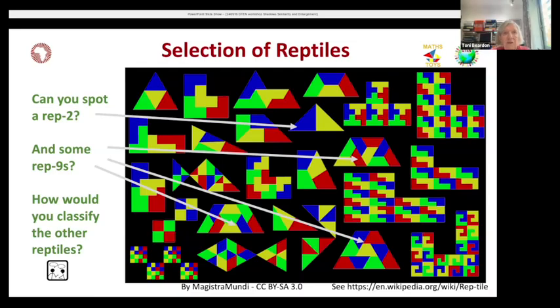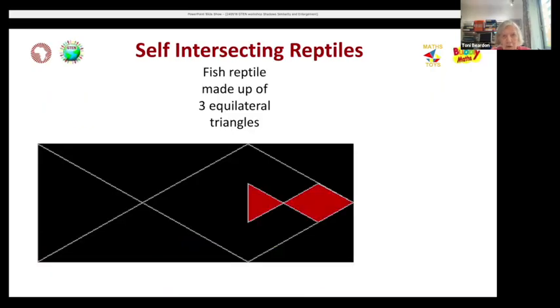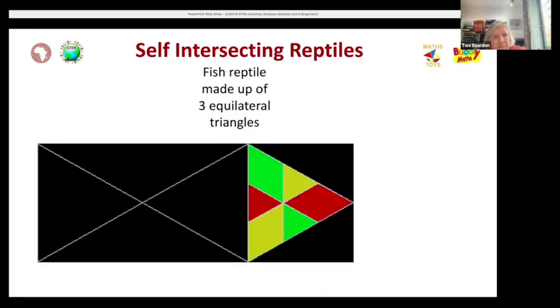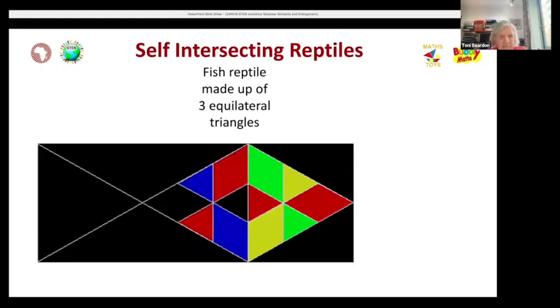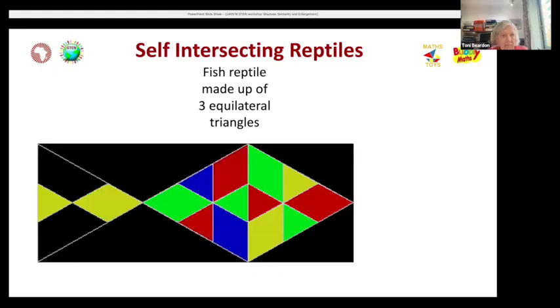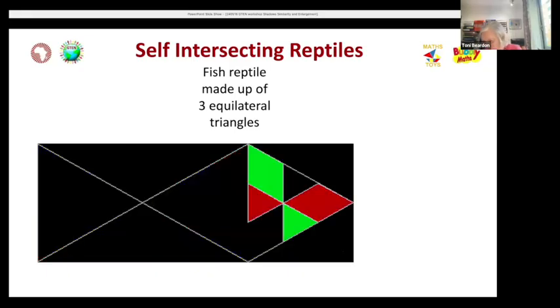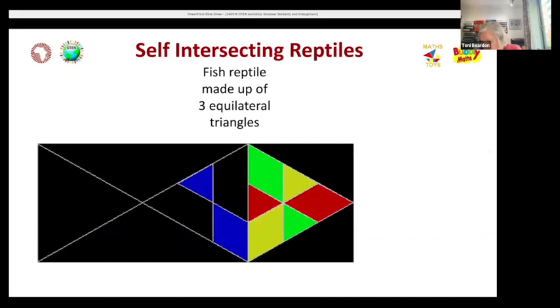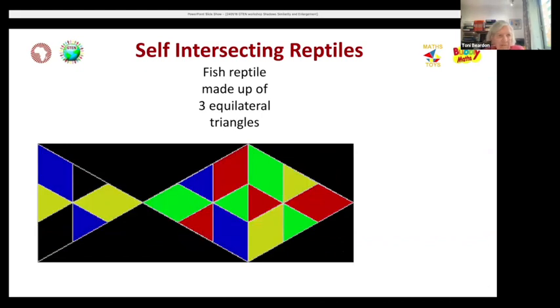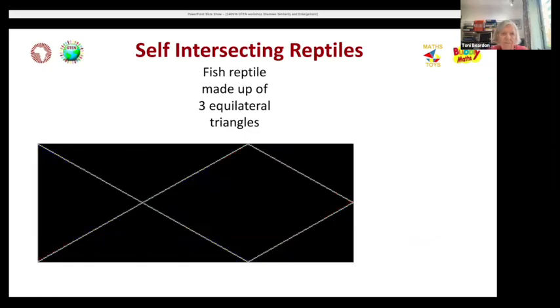So there's some reptiles, and this is an intriguing one. And I love this one. We saw that in the previous one, but we're having a close look at one where the reptiles are touching each other, but it's made up of effectively 3 triangles, 2 making a rhombus and a separate triangle making the fishtail.